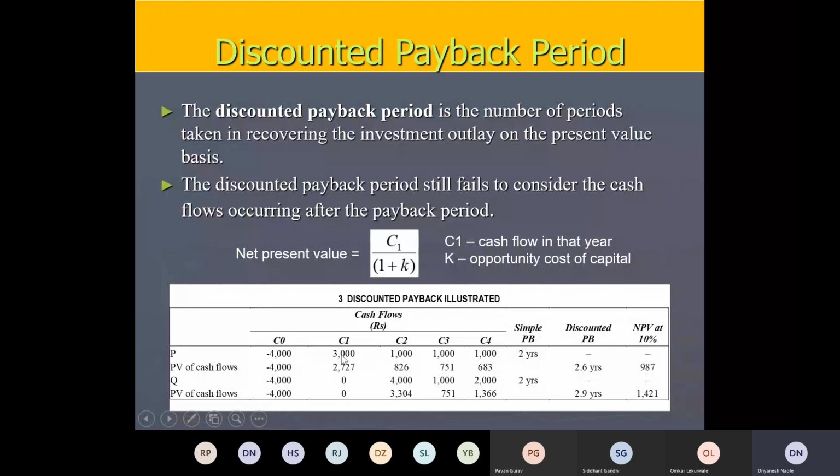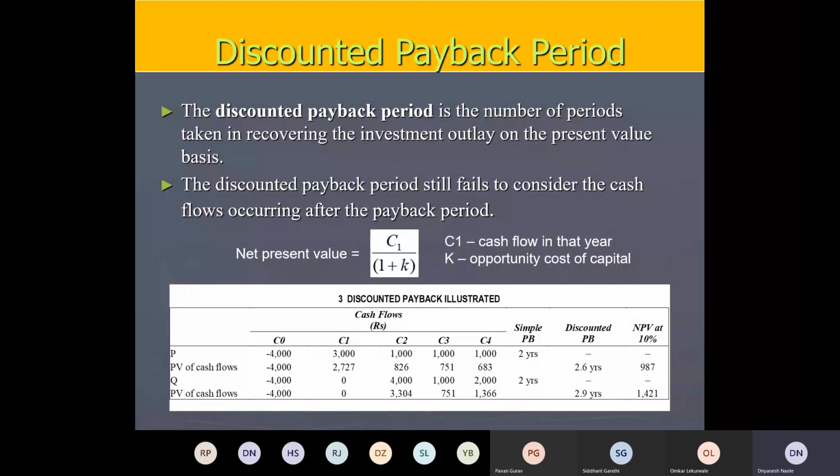Okay, so now 3,000 rupees which you are going to get after 1 year, what is its present value? So there is a formula here which is given. Net present value is C1 upon 1 plus K. So it is basically not net, it is present value, so by mistake it is written net. It is just the present value of a particular cash flow. So C1 is nothing but the cash flow in that particular year, and K is the opportunity cost of capital. So here we are taking K as 10%.